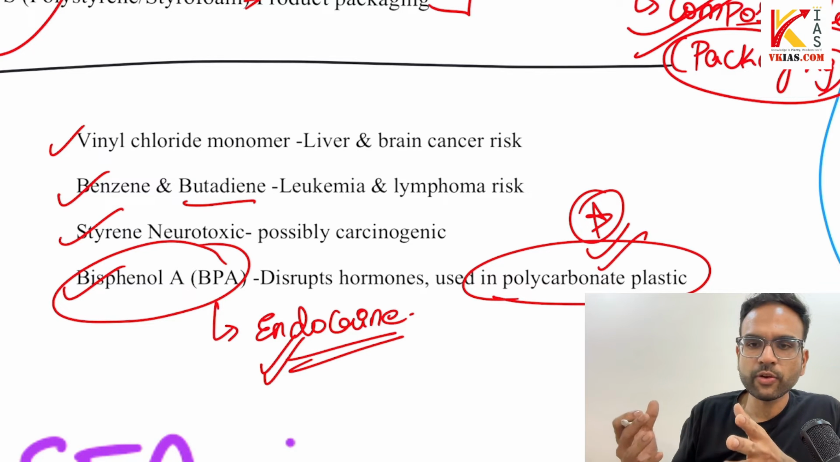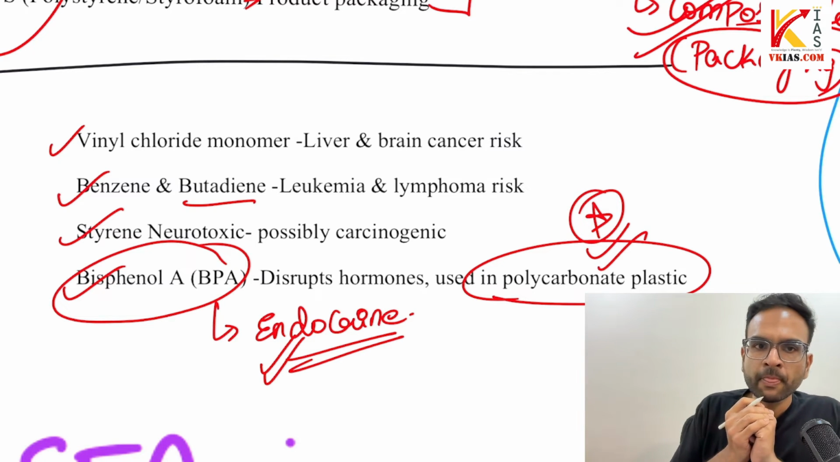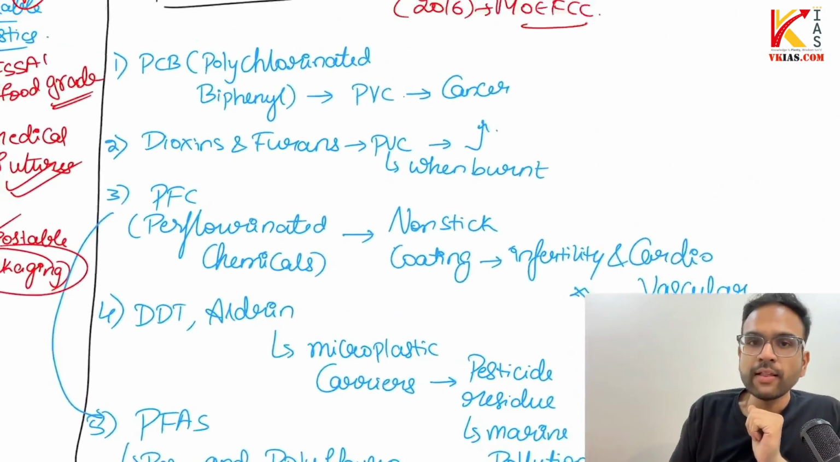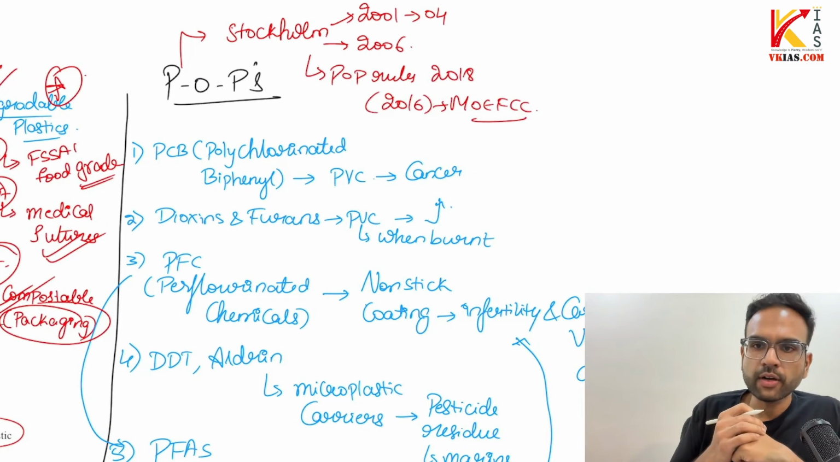If it is difficult for you to remember so many names, just mark it up. There are certain PYQs asked on this topic. We'll get back to that later. So just remember these names. Okay. Then we were talking about the Stockholm Convention, right?